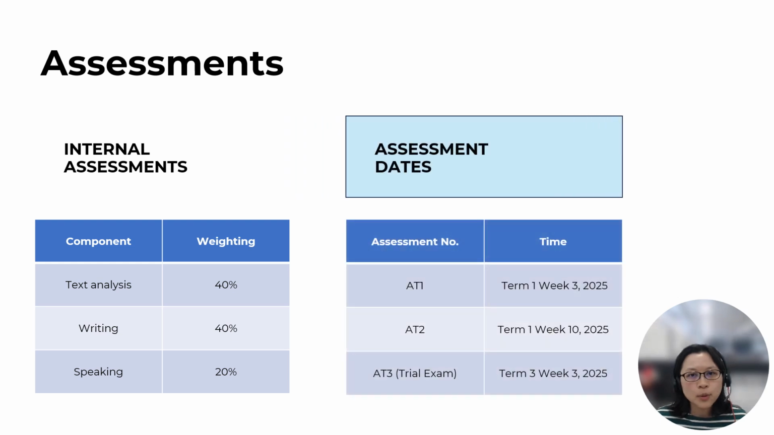As the extension course starts in term 4, students will have 1 term of study before their first assessment in term 1, week 3, 2025. Assessment 2 will be term 1, week 10, and the trial exam will be together with all our other trial exams in early term 3.